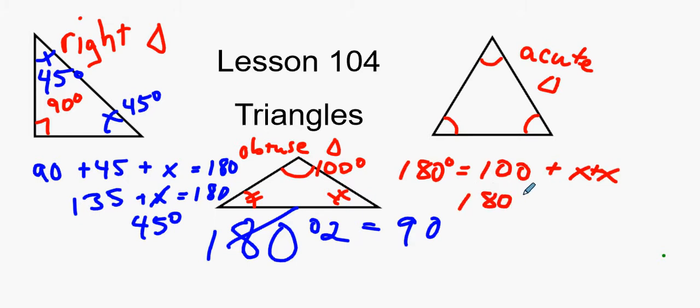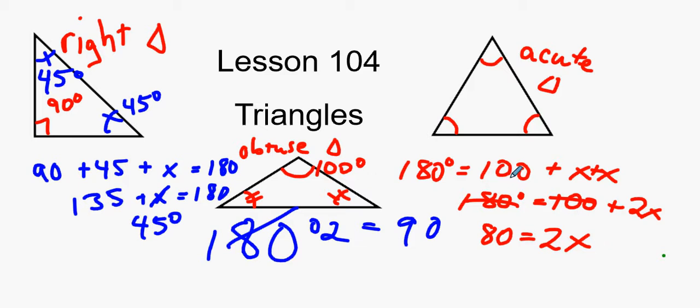I can show that another way and just say 100 plus 2x is going to be 180. How am I going to solve for this triangle? 180 equals 100 plus 2x. Take 100 from this side and this side, so I only have 80 left, equaling 2x. And you can already tell this is going to come out to 40 degrees. So each of these are 40 degrees.